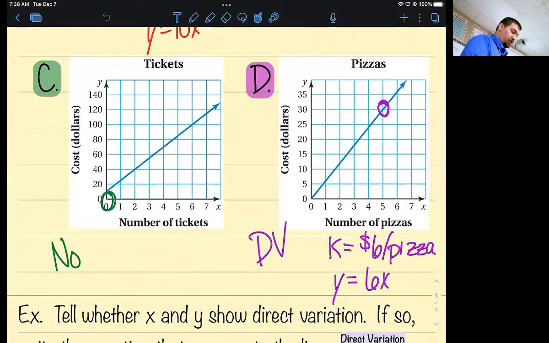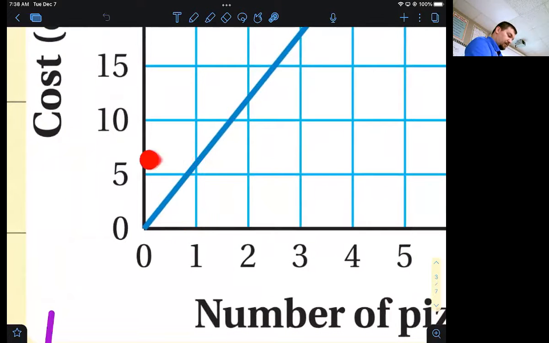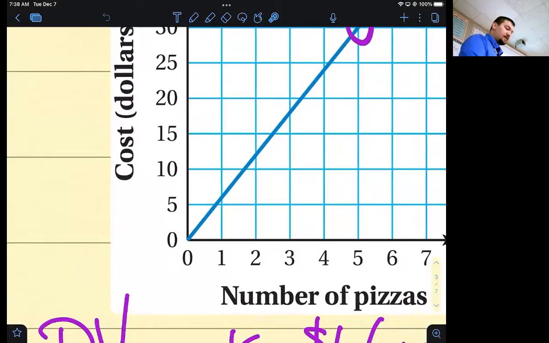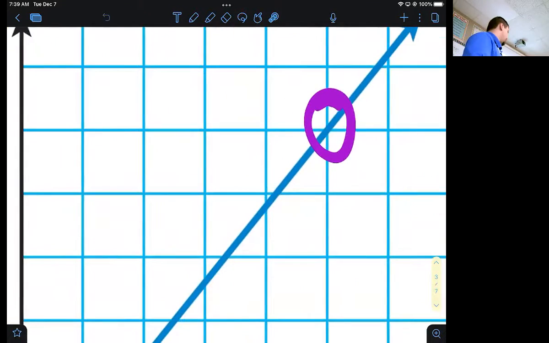D did go through the origin, but there was really only one good point we could use. It was the one that gave us that nice intersection up here. So we did 30 divided by 5, and we found out our K value was 6 for this problem as well. So y equals 6x, because $6 per pizza. And if you look, it actually does look like $6 for one pizza, but it's just hard to tell to be sure. That's why we use this nice point here that gives us a nice answer. We want to make sure we're getting the correct answer.